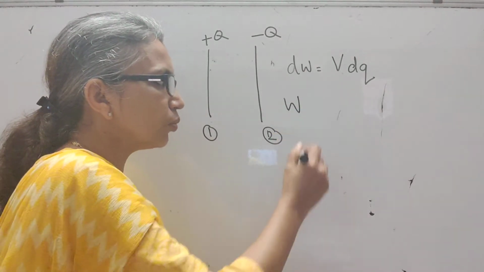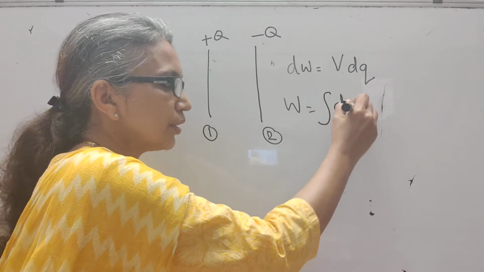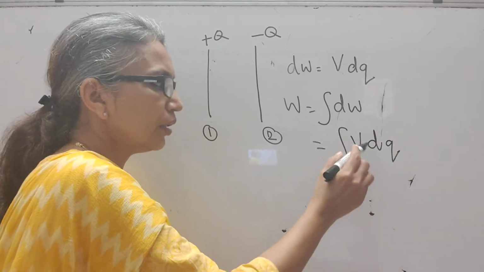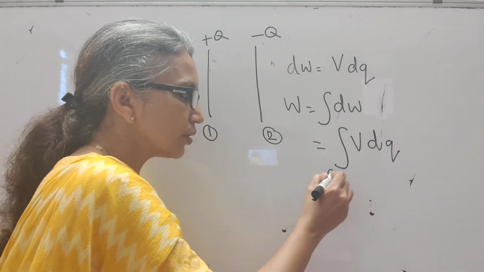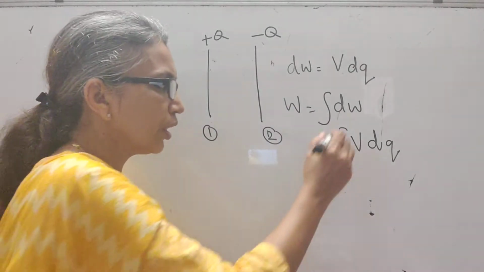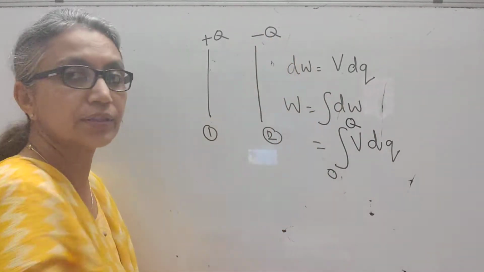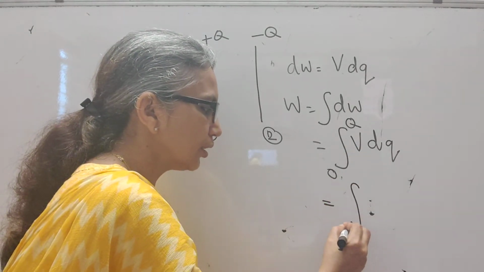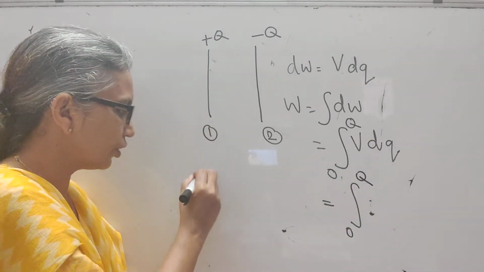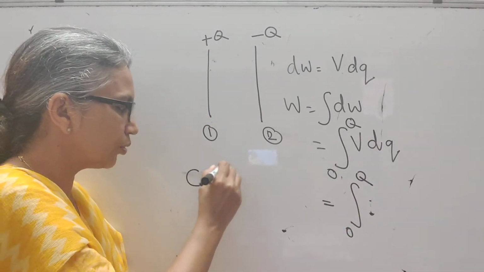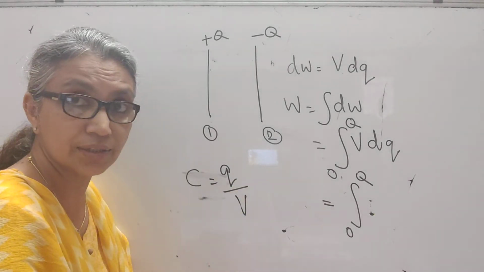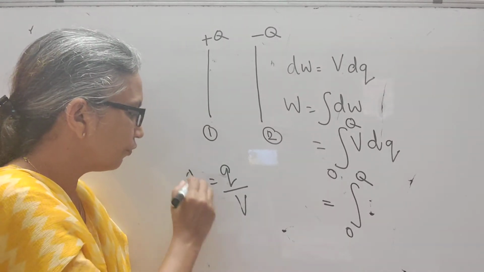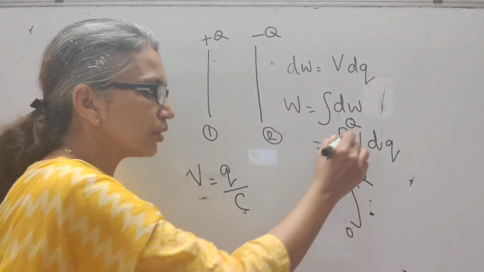So if you want to find the total work done, you need to integrate dW, or the integral of V dq, where q starts from 0. Initially they have 0 charge and finally you are charging it up to a maximum of capital Q. This I may write as integral 0 to Q of V dq. You know already that C equals Q by V, from my last session where we discussed capacitance. So V equals Q by C, and I am going to substitute that here.